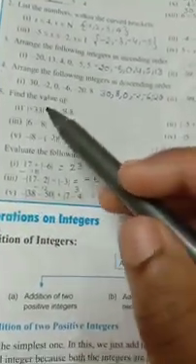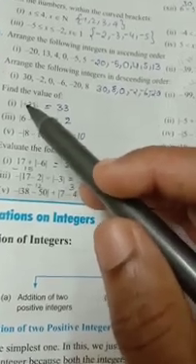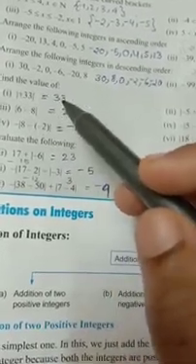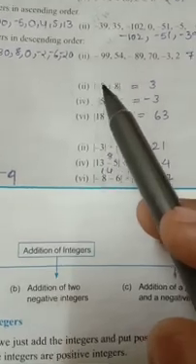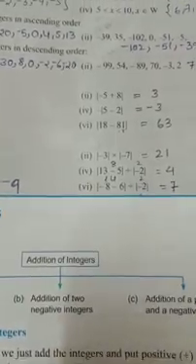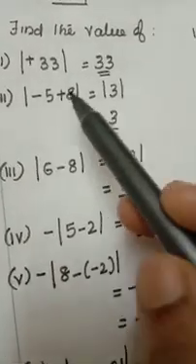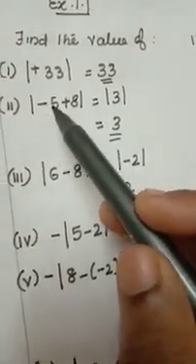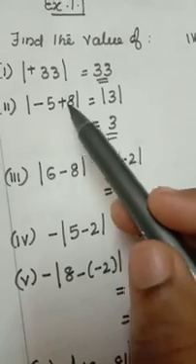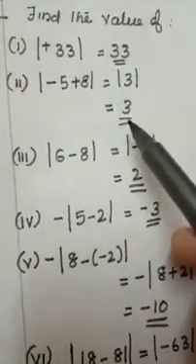So the value of the absolute value of plus 33 is 33. Absolute value of minus 5 plus 8. Absolute value of minus 5 plus 8. Plus 8 minus 5. What is the answer? 8 minus 5 is 3. Absolute value of 3 is 3.